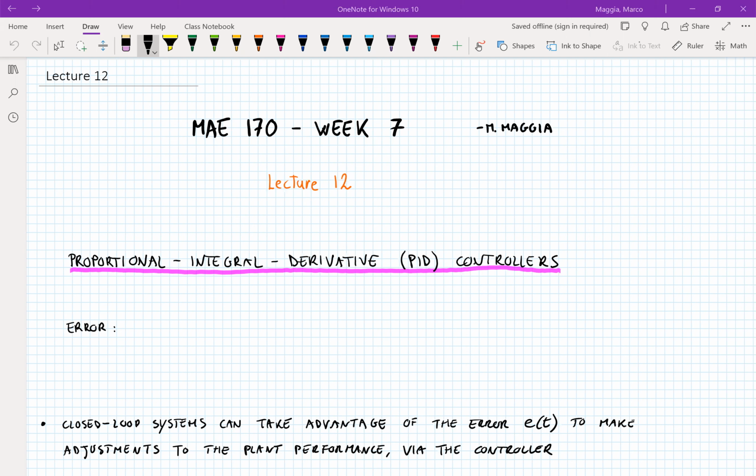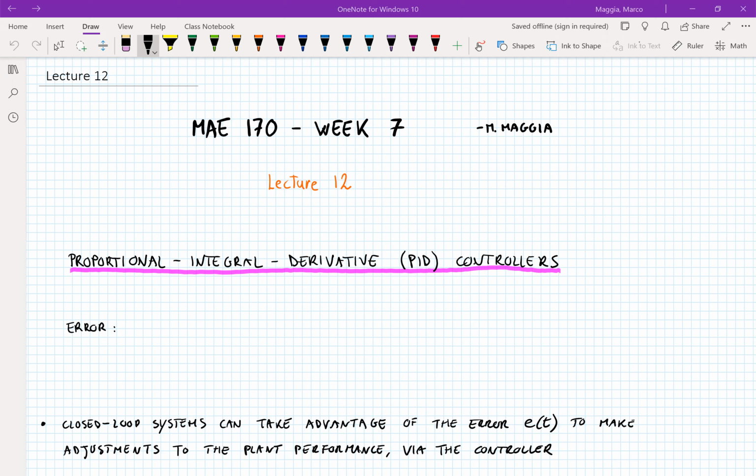So PID controllers are used in closed loop systems in order to take advantage of the error by making adjustment to the plant performance using the controller itself. So why do we call these controllers proportional, integral, and derivative? Because they're going to have up to 3 parts: the proportional part, the integral part, and the derivative part. And all these parts are connected to the error.